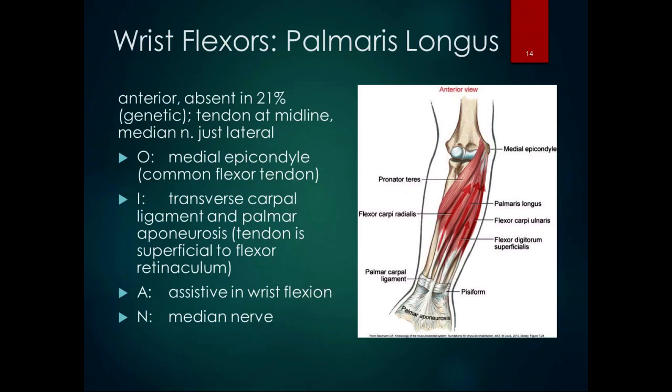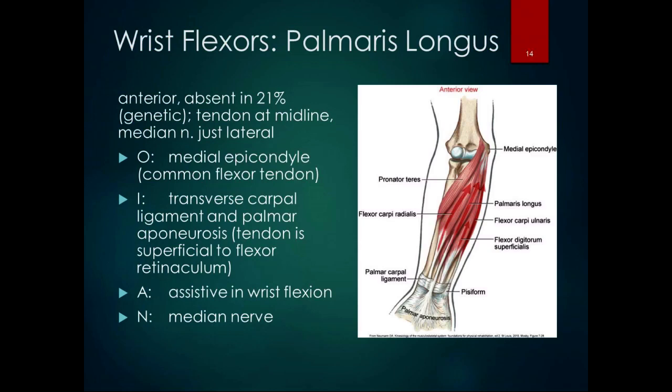I have a really prominent palmaris longus. You can really see it. And probably a lot of people in class do as well. So the tendon is at the midline. It's just barely lateral, so it gets the median nerve when you have it.